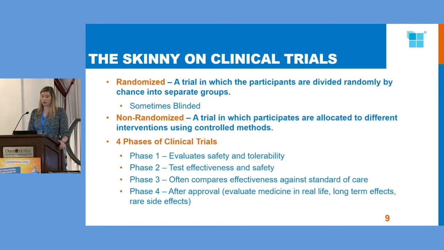Clinical trials can also be randomized or non-randomized. So randomized is a trial in which the participants are divided at random into separate groups. There's literally a computer in the back that just spits out which group you're going to go into. And sometimes this is blinded, which means that your clinical team actually does not know if you are getting drug 1 or drug 2. It's all basically on the computer.